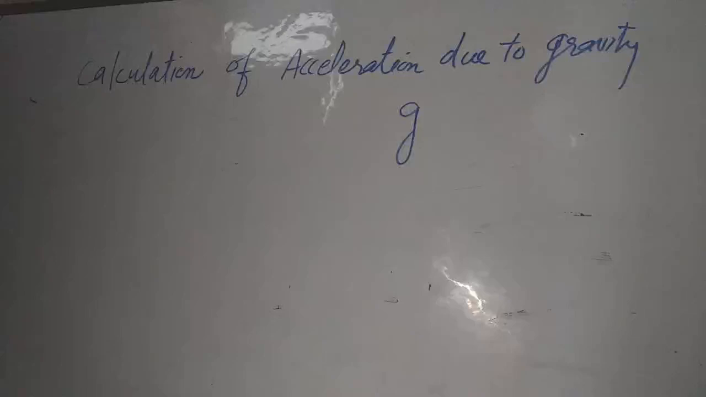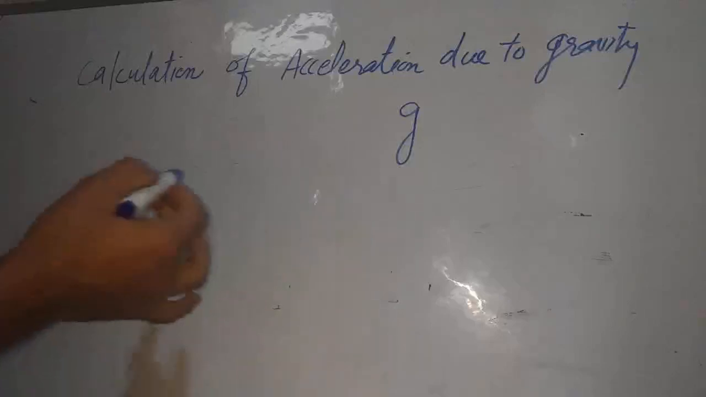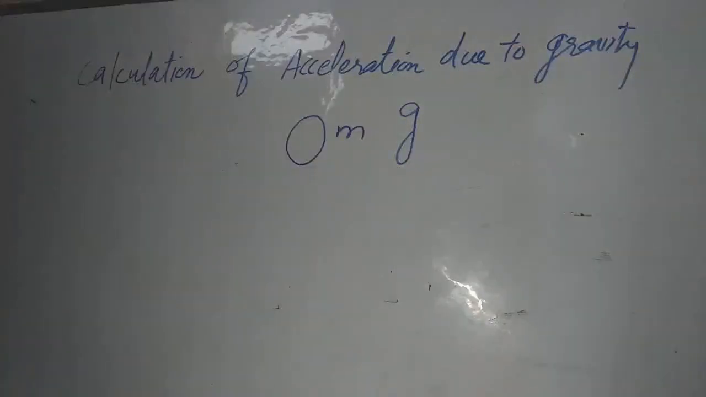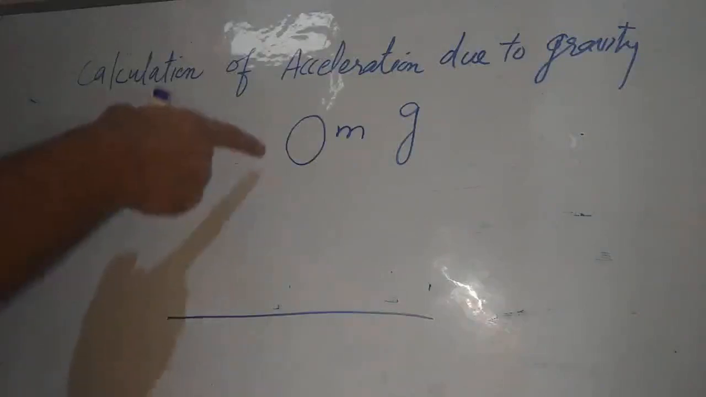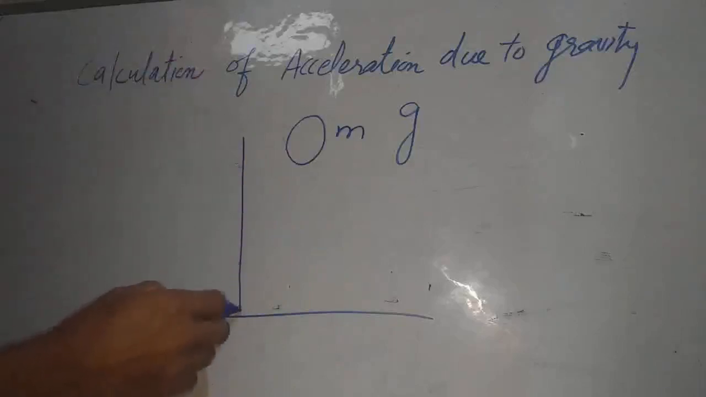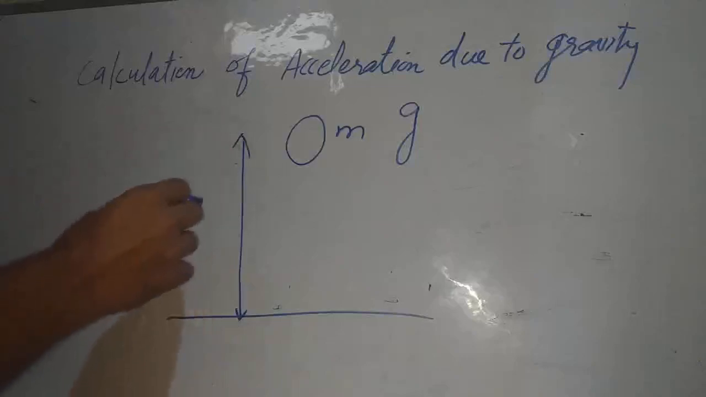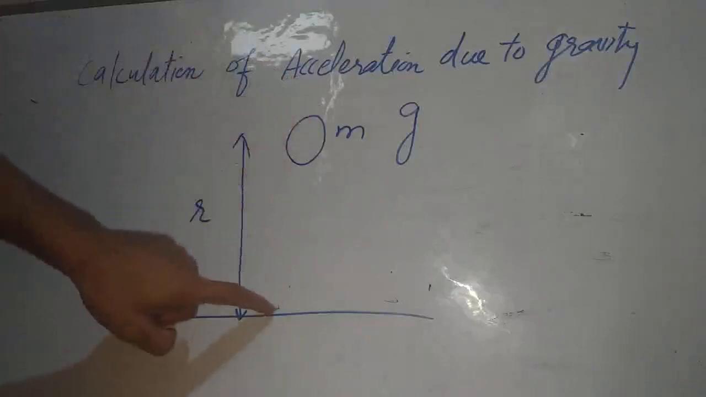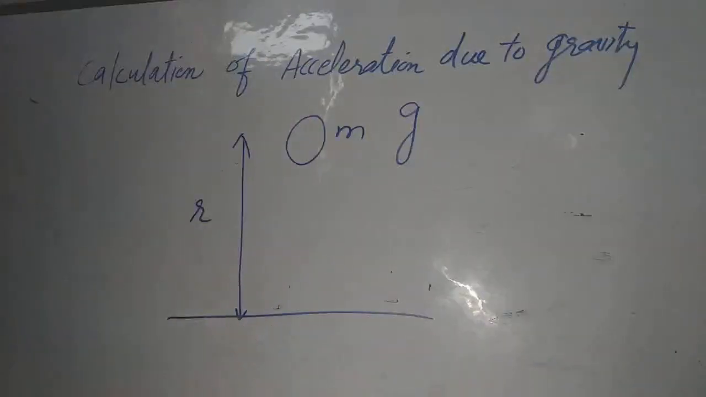If a body of mass m, for example, here is a body of mass m, it is dropped from a distance r from the center of Earth. For example, this is the Earth, and its distance from the center of the Earth is r. This object is dropped from the distance r from the center of the Earth, and this Earth has mass M.